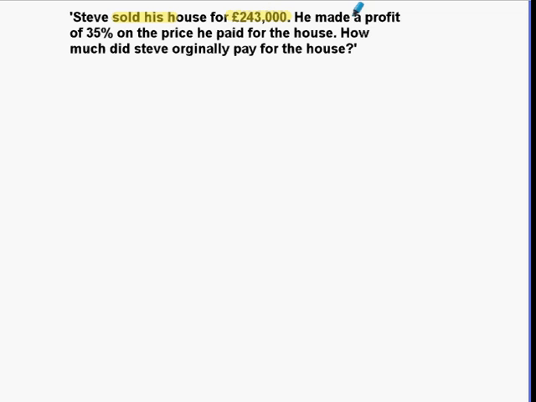And it says that he made a profit of 35% on the price he paid for the house. Okay, so basically he bought the house for a certain price and we don't know what it is. And he sold it for £243,000 and we need to know how much he paid for the house originally. So what you can do here is just think of it as a way of making an equation. Yeah, so let's say the original price was, let's give it a letter X, okay?